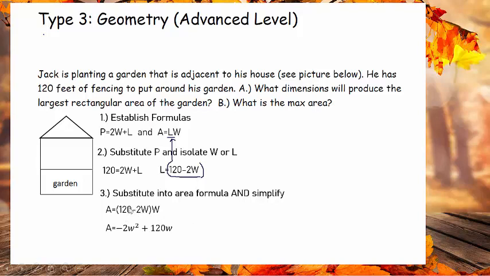So we'll get 120W minus 2W squared. And it's always a good idea to put your answer in standard form. So we want to write it in this order. That way we don't make any silly mistakes along the way.